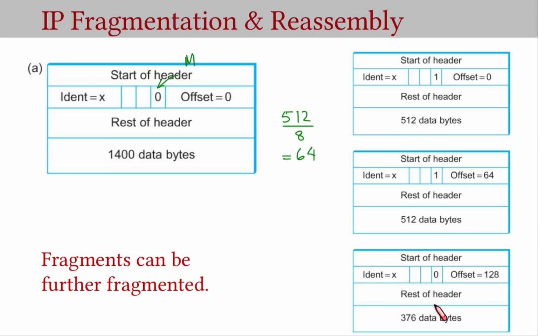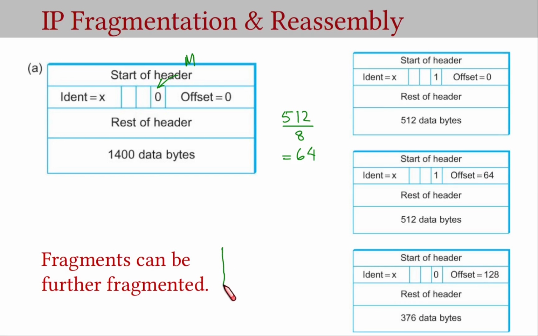And so now we come to the third fragment. In the third fragment, the identifier is the same. Now there is no more fragment, so this more bit is now set to 0, and the offset is 128 because we have sent so far 1024 bytes of data. Divide by 8, that gives you 128.